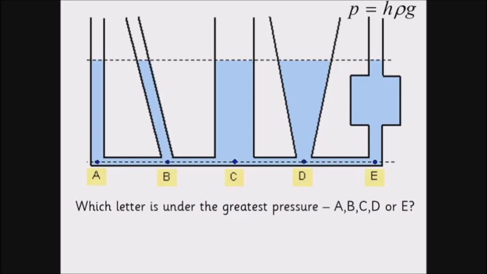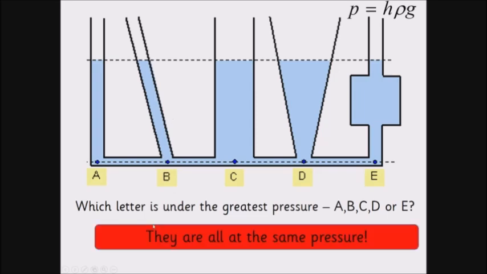Now, all of these are under the same height of water. If you measured the depth of water above each of the blue dots, then all of them are the same height, which is this line. This is the only one that might be slightly confusing. You don't measure the height at an angle. You literally measure the vertical height of the water. So it's a trick. They are all under the same pressure because h, density and g are all the same for the dots A to E.